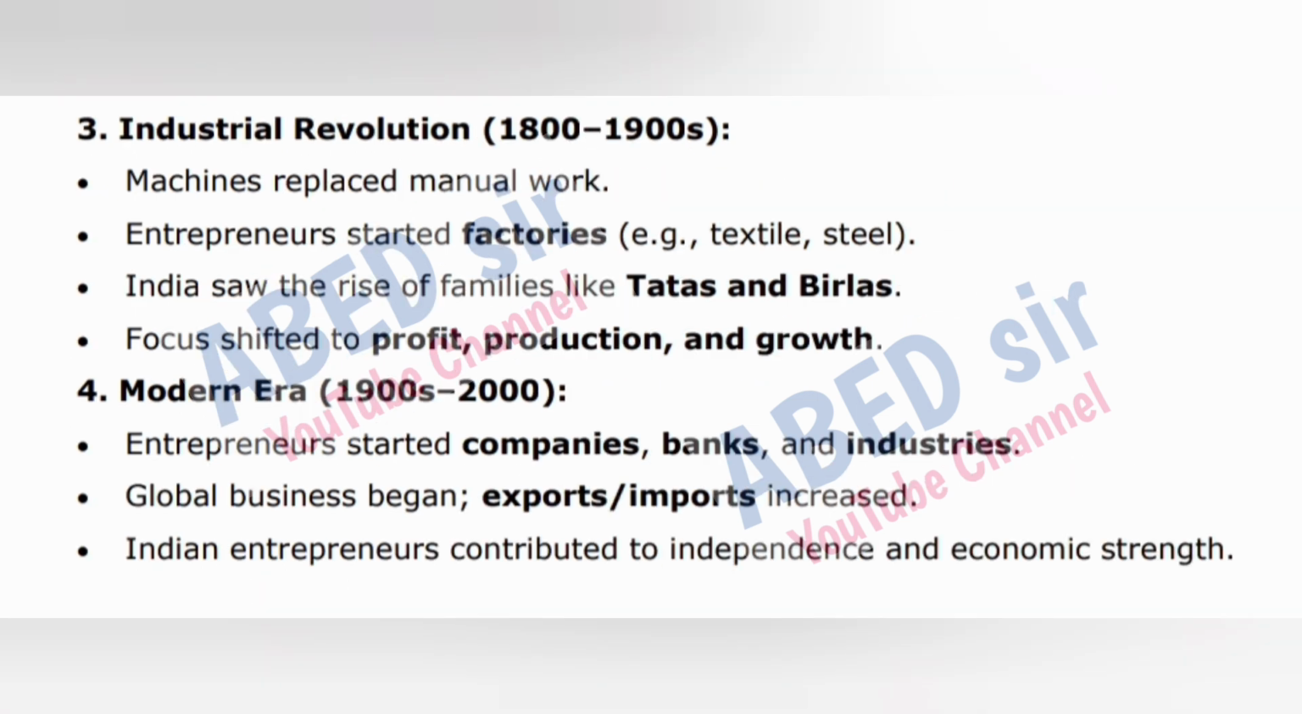3. Industrial Revolution, 1800-1900s. Machines replaced manual work. Entrepreneurs started factories, for example, textile and steel. India saw the rise of families like Tatas and Birlas. Focus shifted to profit, production, and growth.